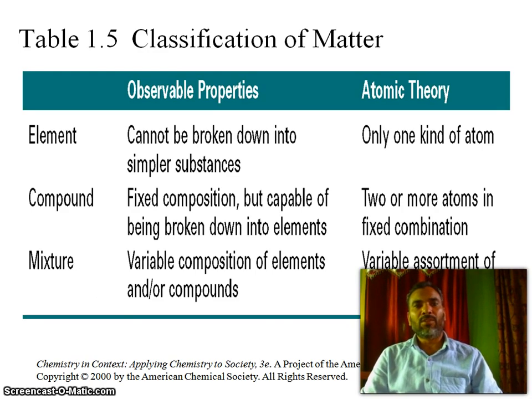So, look at the table: classification of matter, observable properties, and atomic theory. Element: cannot be broken down into simpler substances, only one kind of atom. Compound: fixed composition, but capable of being broken down into elements; two or more atoms in fixed combinations. Mixture: variable composition of elements and/or compounds; variable assortment of atoms and molecules.